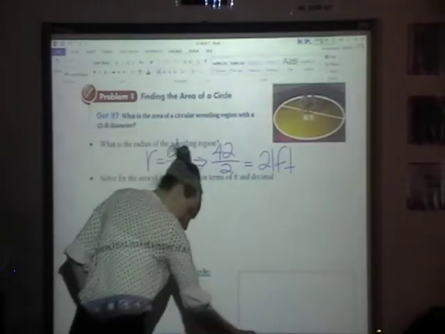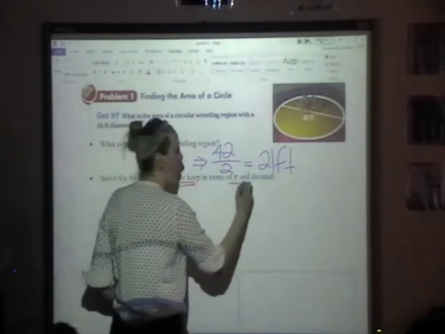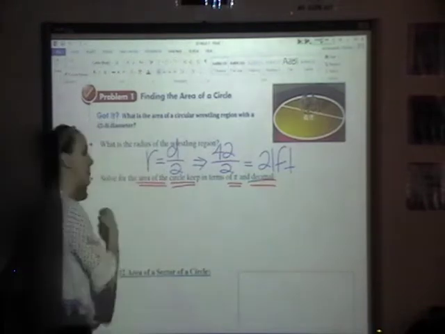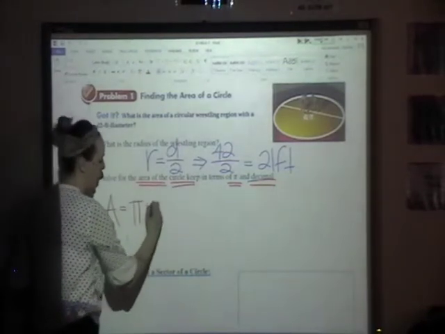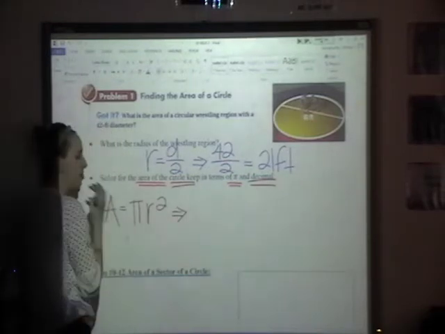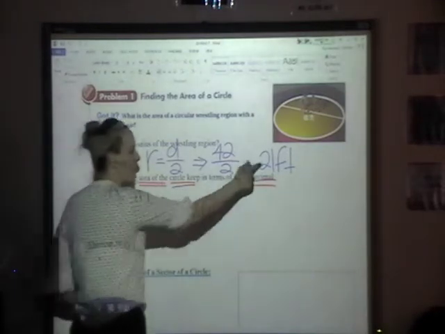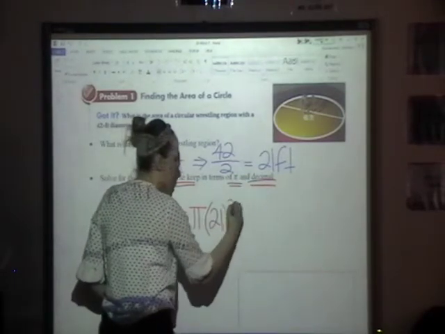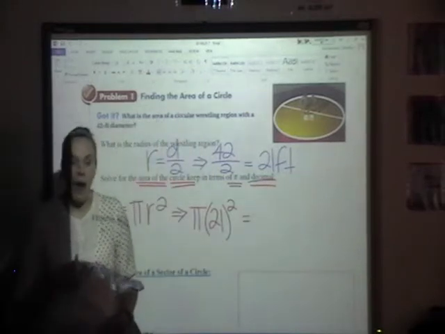Solve for the area of the circle. It says keep in terms of pi and decimal. So we're going to take it a step further now. So area is equal to pi r squared. We're going to plug it in. Pi times our radius. We found our radius to be 21. We're going to square that. First, we're going to keep it in terms of pi.